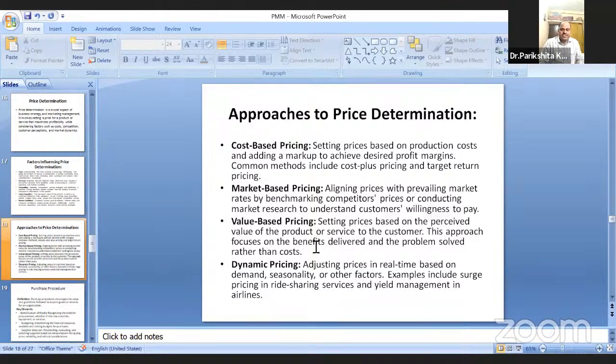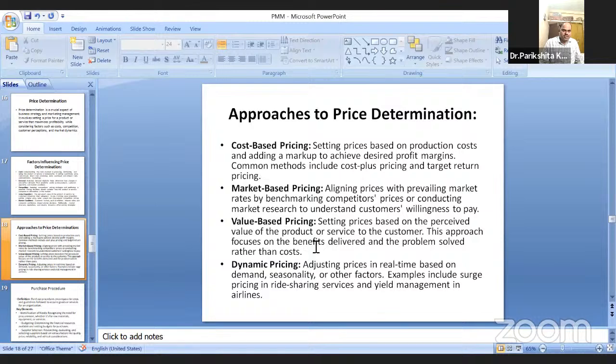Third one is value-based price. Value-based price is what? Setting price based on the perceived value of the product or service to the customer. Yes or no? This approach factors on the benefits delivered and the problem solved rather than the cost. That means when you have to set the price, it is all about customer satisfaction, the value for money of the product. It only depends upon that.